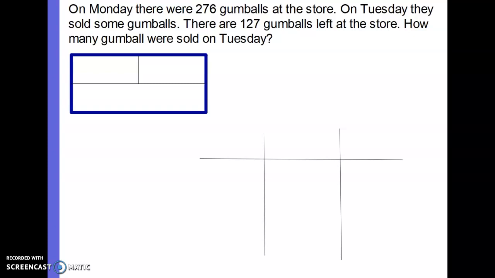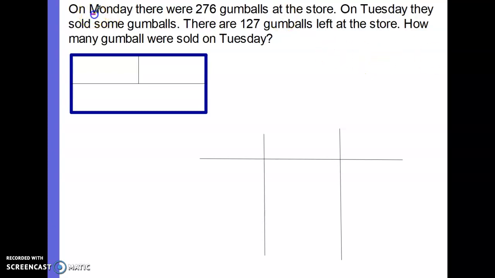Hello guys, today we're going to learn about subtraction within 1,000. On Monday, there were 276 gumballs at the store. On Tuesday, they sold some gumballs. There are 127 gumballs left at the store. How many gumballs were sold on Tuesday?